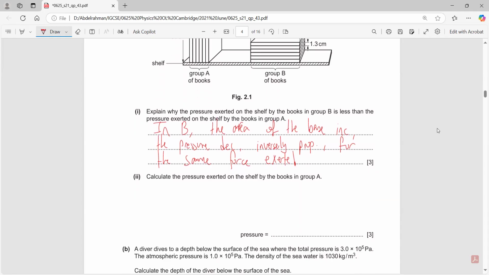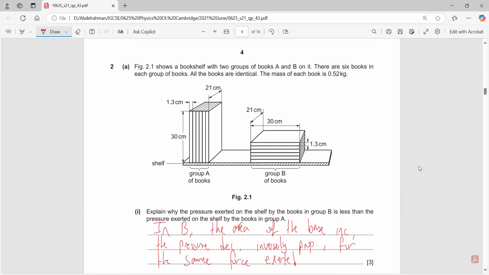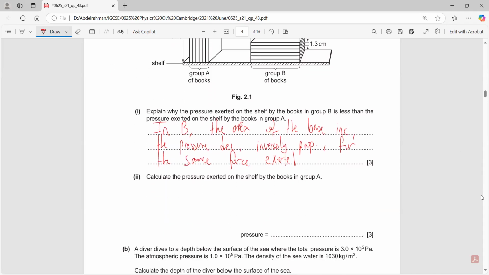Calculate the pressure exerted on the shelf by the books in Group A. The mass of each book is 0.52, and you have 6 books in each group. You need to think about this very carefully. First of all, pressure equals force over area. We need to find the force, which is the weight.